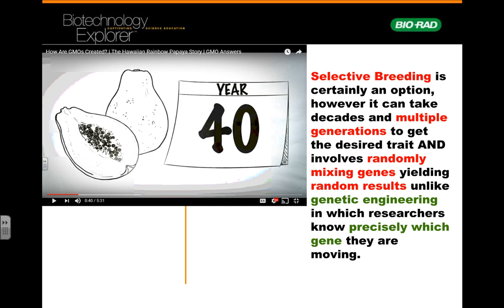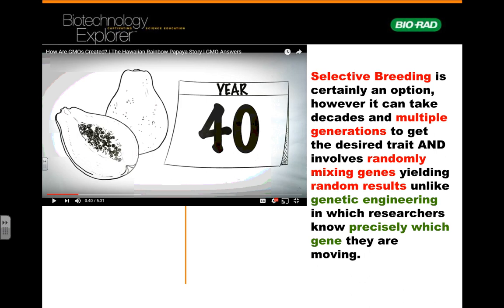In addition, it involves randomly mixing genes, yielding random results. You never know exactly what you're going to get. Now, genetically, we can set up our Punnett squares. We know the chances of one trait versus another. But remember, our Punnett squares that we did in biology were taking a look at one, maybe two traits. We're talking about thousands upon thousands of genes, some of which are recessive. And so you never know exactly what you're going to get in the next generation. You might be getting some surprising traits that you never anticipated. And it takes a lot of trial and error.